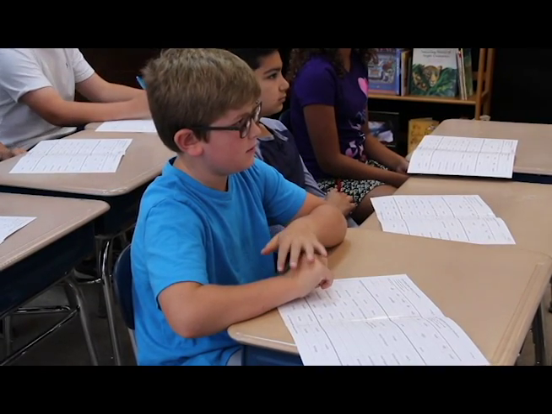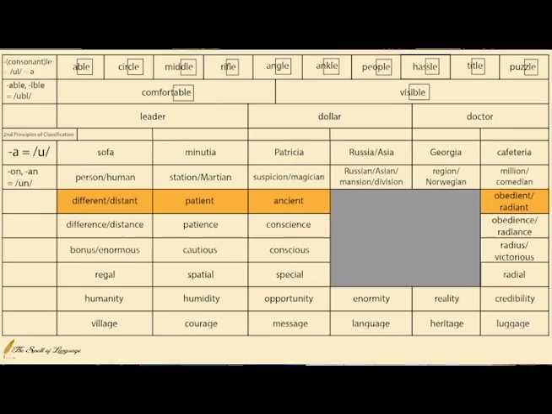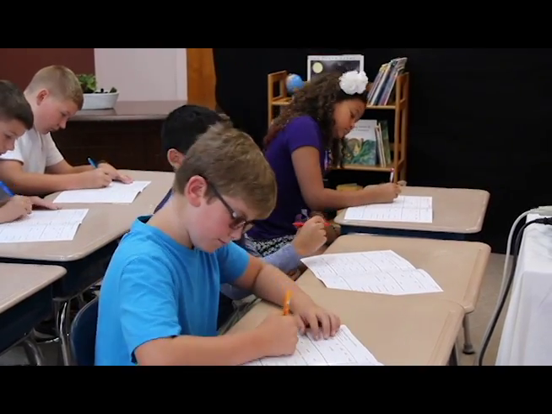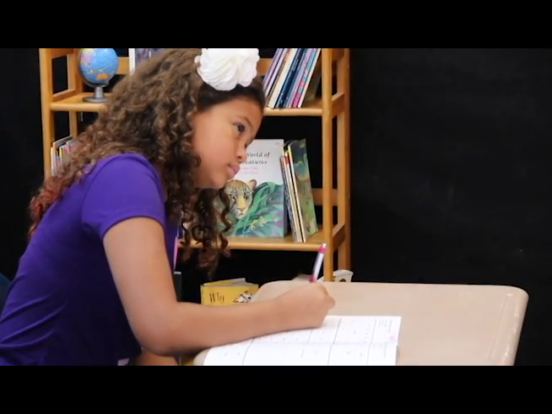Let's put them on a word and see. Different, distant, patient, ancient. They're all saying unt. They have that schwa sound. Can you box the ENTs and the ANTs in that row, please?